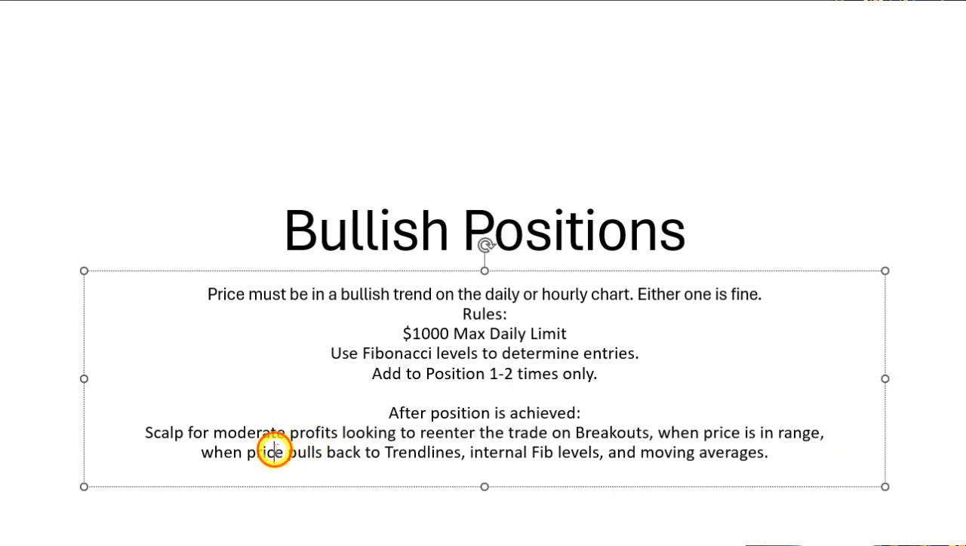When price pulls back to trend lines, internal Fibonacci levels, which you'll get pivots, high and low pivots in a trend, you can use Fibonacci levels internally as well on the lower time charts. And when price pulls back to moving averages, we will look to buy and sell depending on those variables. So this is a Fibonacci strategy using these other variables. Okay, now let's take a look at the next thing here.